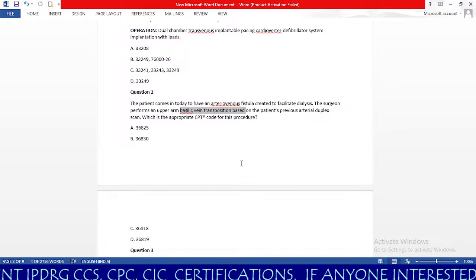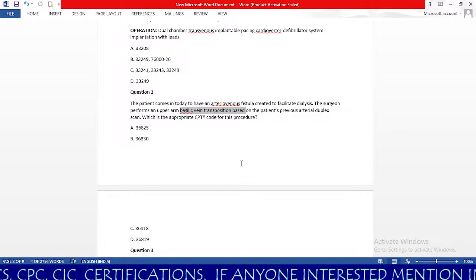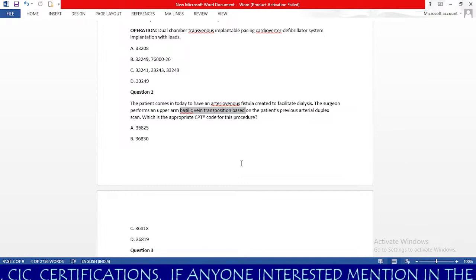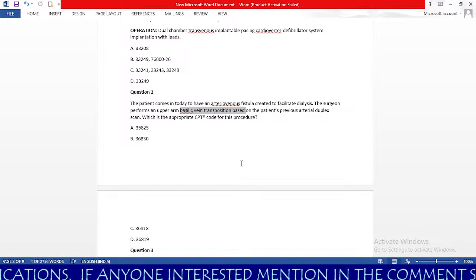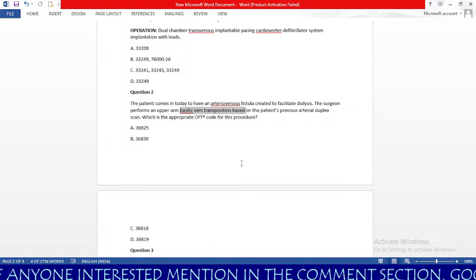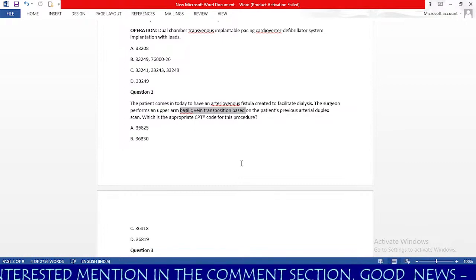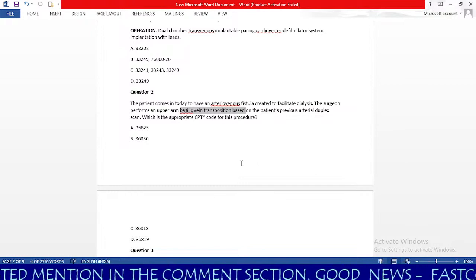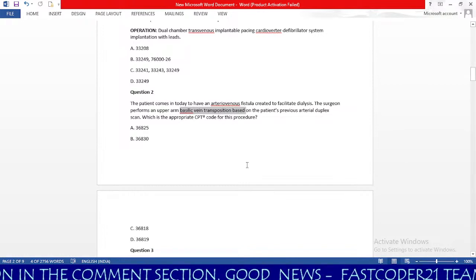Non-autogenous graft. That is also not correct. So we will check 36818, which is arteriovenous anastomosis open by upper arm cephalic vein transposition. D is for basilic vein transposition. So based on our keywords, the patient has undergone basilic vein transposition. So we need to select 36819. So our answer is D here. Yeah, thank you, Satish. So D is the correct answer.